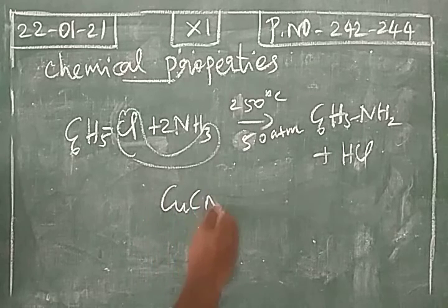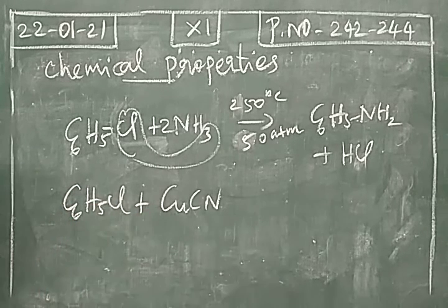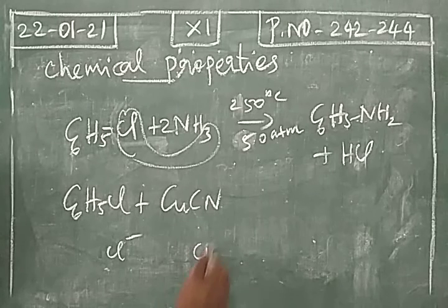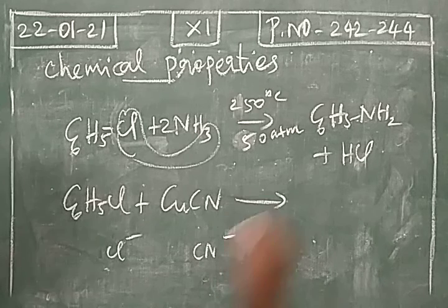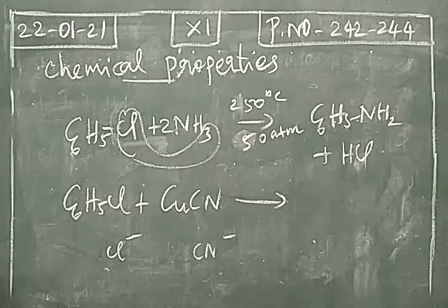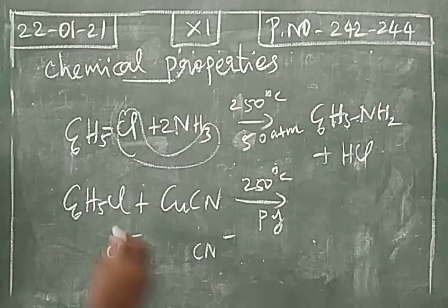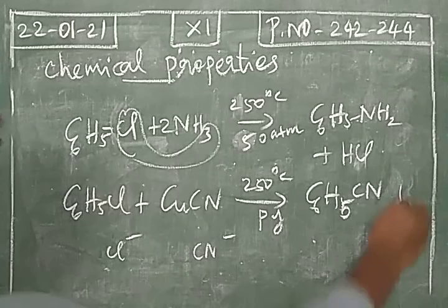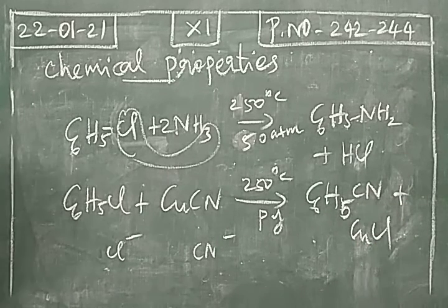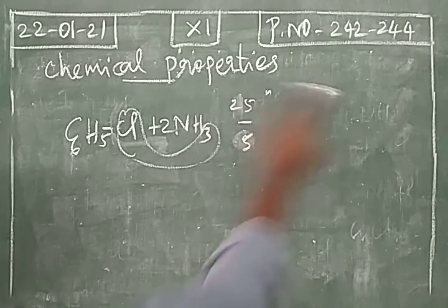Then you can take copper 2 cyanide or cupric cyanide, which is treated with chlorobenzene. The leaving group is Cl minus, nucleophile is CN minus. Cyanide ion is a nucleophile, leaving group is chloride ion. So we do nucleophilic substitution reaction at 250 degrees Celsius in the presence of pyridine. We will get cyanobenzene as a product. With the liberation of cupric chloride, cyanobenzene is the product. So these are nucleophilic substitution reactions of haloarenes.